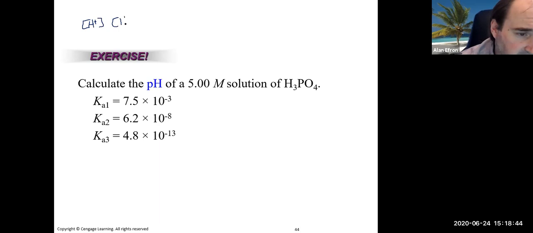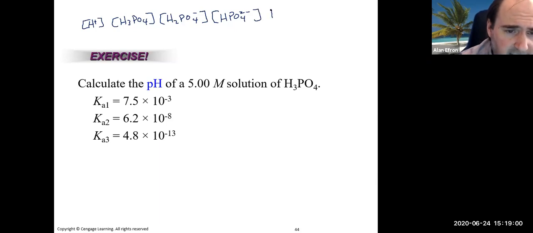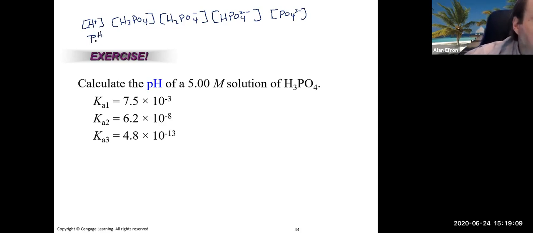We want to find the concentration at equilibrium of phosphoric acid. We want to find the concentration at equilibrium of H2PO4 minus, HPO4 2 minus, and PO4 3 minus, or phosphate, and obviously the pH. So we're going to mix it up just a little bit here, and that's just what we're going to look for, is everybody's concentration here.